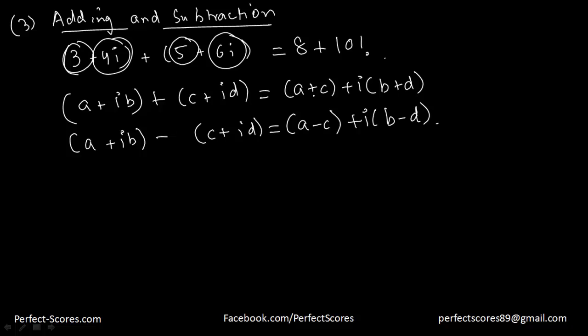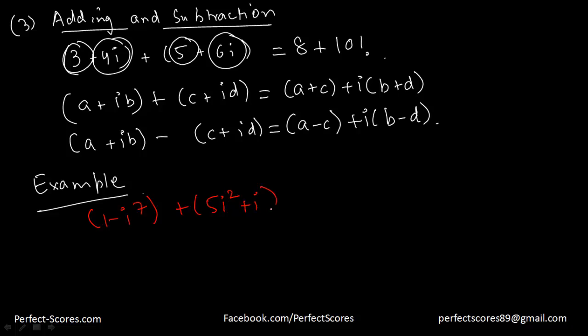So let's use an example here, and we go ahead and add a few complex numbers. Let's suppose we want to add this expression here, that is (1 minus i to the power 7) plus 5i square plus i. So first of all, what we'll do is bring this down to the normal level. So what is i to the power 7, right? I'm just going to say, what is i to the power 7?